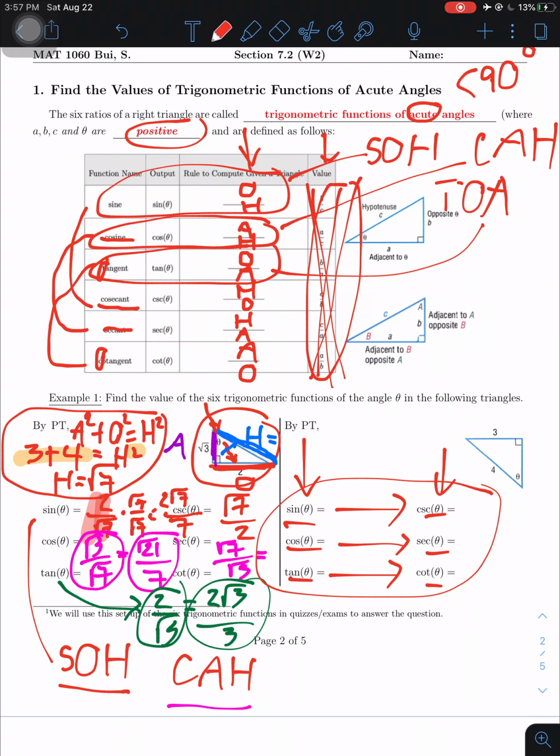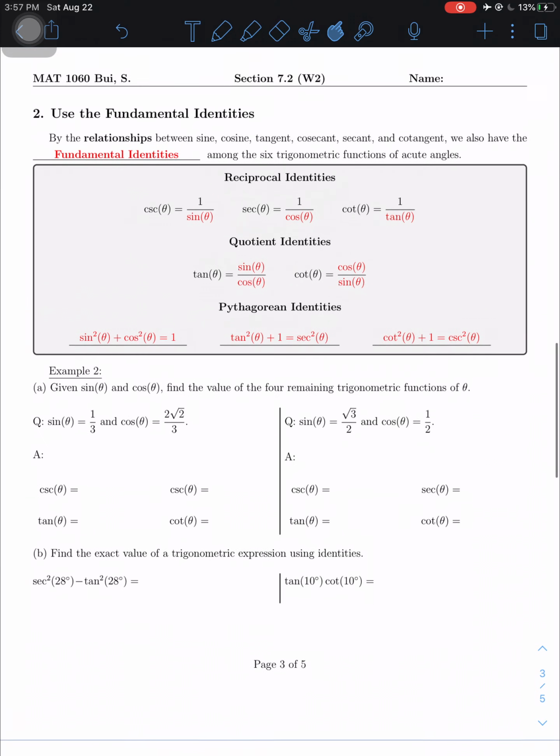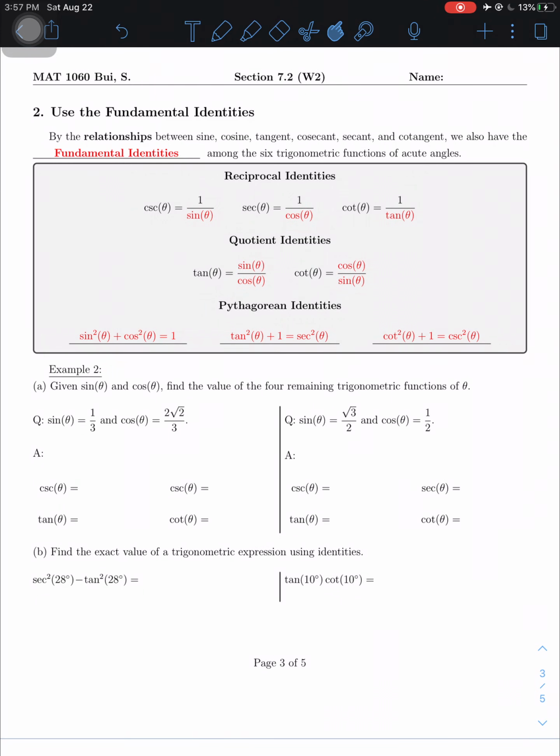Okay, hope that helps. All right, the second objective, use the fundamental identities. This one is a little bit harder, and if you're asking why I put these formulas in the box, that is because these formulas are really important. You're going to have to use these in the quizzes and the exams. So make sure you print it out, cut them up, put on the wall, whatever you want to do with it. Make sure you have it somewhere before you have the test.